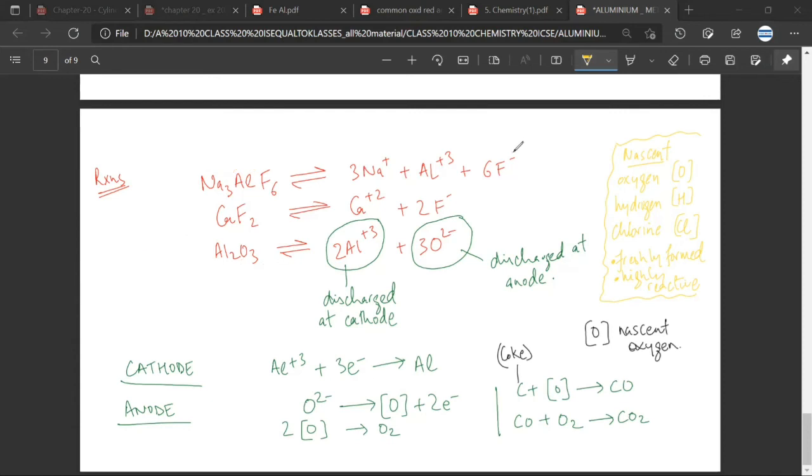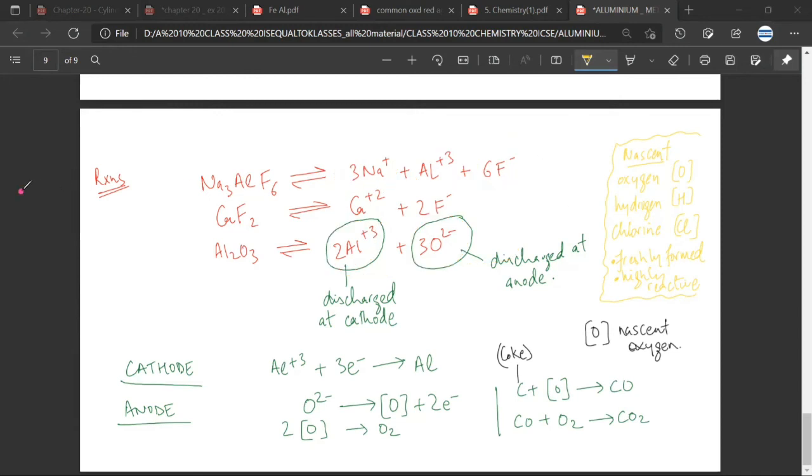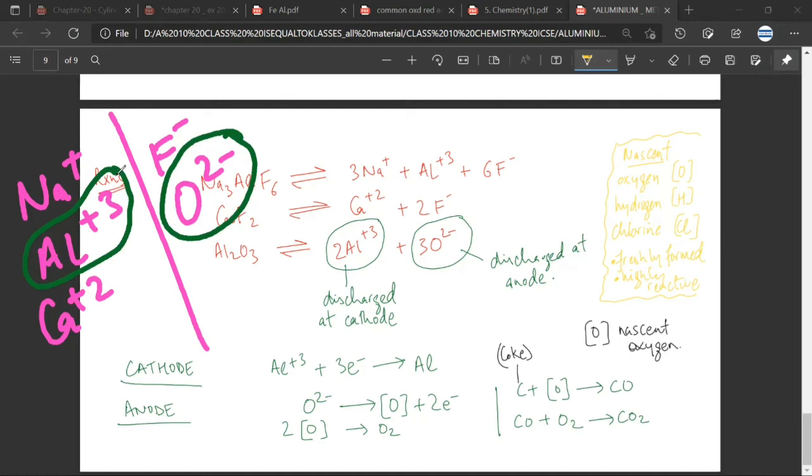What we need to understand is basically that in the container you will have these ions floating. So you have 1, 2, 3, 4, 5, 6 ions floating in the container. Now let us try to understand what will happen. You have Na+, Al3+, Ca2+, and on the other side you have F- and O2-. Now the preferential discharge takes place of oxygen here and aluminium here. Any doubt? No. Now once aluminium ion gets discharged, you will get the aluminium metal which is collected at the base.